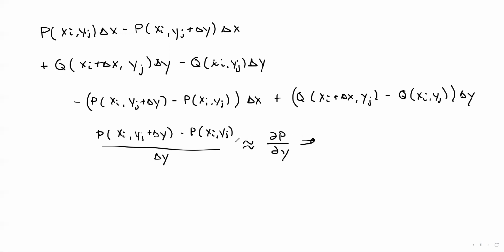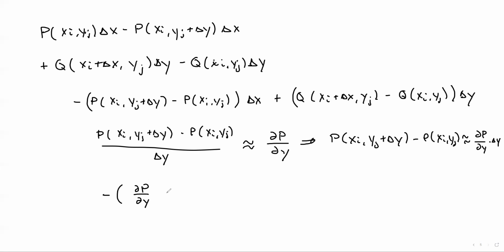And then if that's true, you can take the change in y here and move it over to the other side, and we'll get p of x sub i, y sub j plus change in y, minus p of x sub i, y sub j, is approximately equal to the partial of p with respect to y times change in y. And so what that allows us to do is plug that in here. We're going to get negative partial of p with respect to y, change in y, change in x. So I've substituted for this with the calculation we just did.